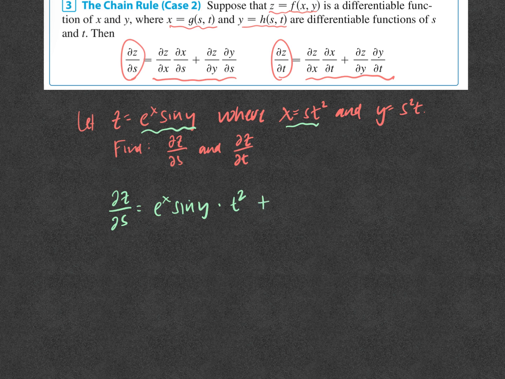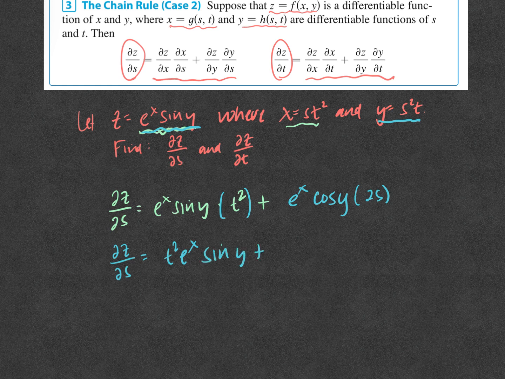Now we're going to go back to z and find the partial derivative with respect to y. So we're going to keep the e to the x, and the derivative of sine of y is cosine of y, times, and we're going to come over here and take the derivative of y. I'm sorry, we're doing the derivative with respect to s. The derivative with respect to s is 2s. Let's make sure those don't get absorbed into the cosine. So we're going to rewrite this to be the partial of z with respect to s equals t squared e to the x sine y plus 2s e to the x cosine y.